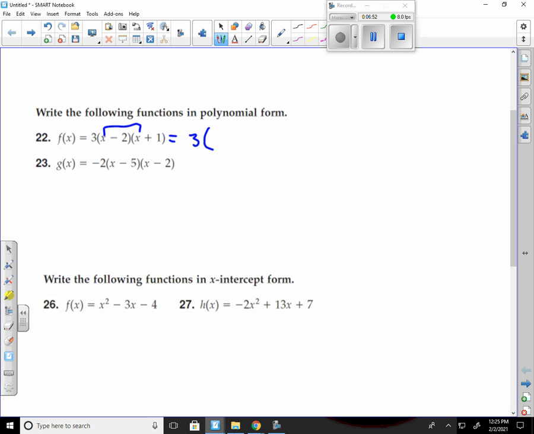x times x gives me x squared. x times 1 is plus x. Inner is negative 2 times x, that's minus 2x. Negative 2 times 1 gives me negative 2. Combine my like terms in the middle.